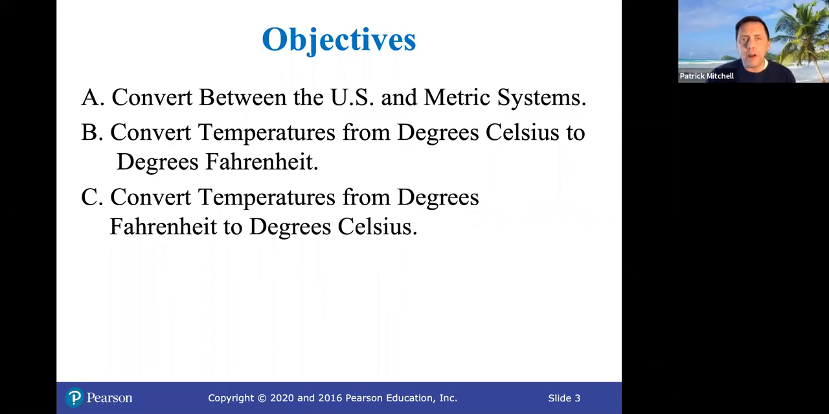Then we'll talk about how to convert temperatures from degrees Celsius to degrees Fahrenheit, and then going the other way from degrees Fahrenheit to degrees Celsius.